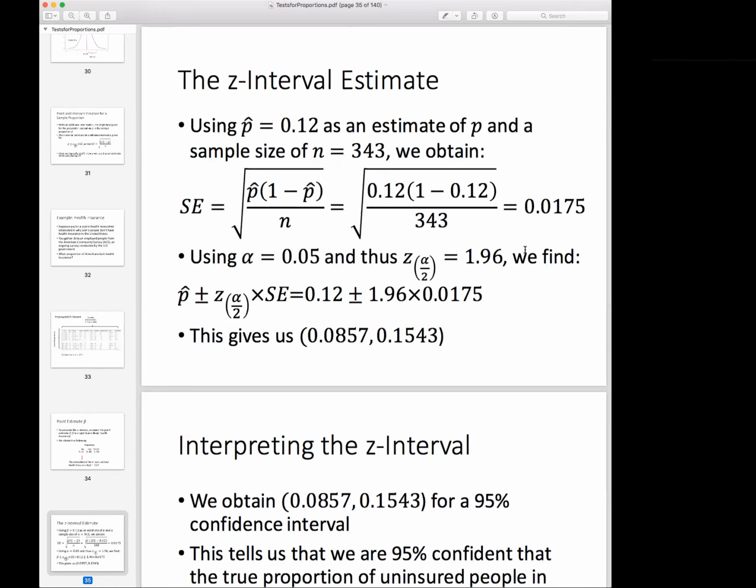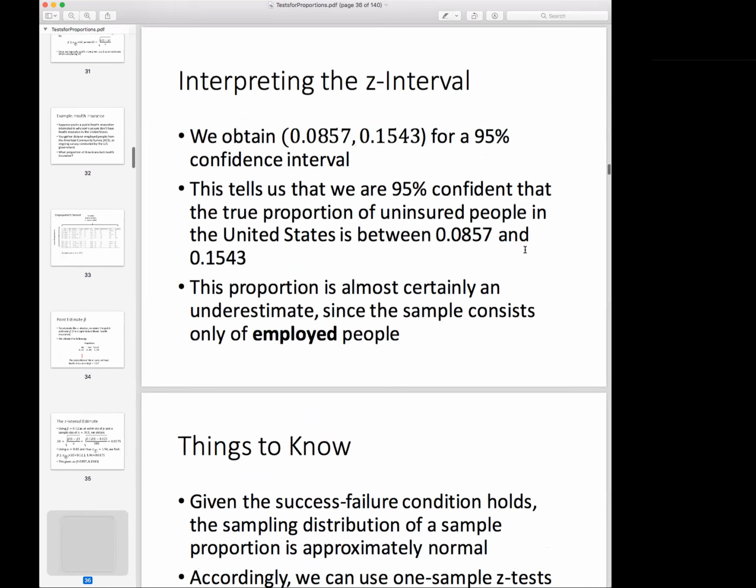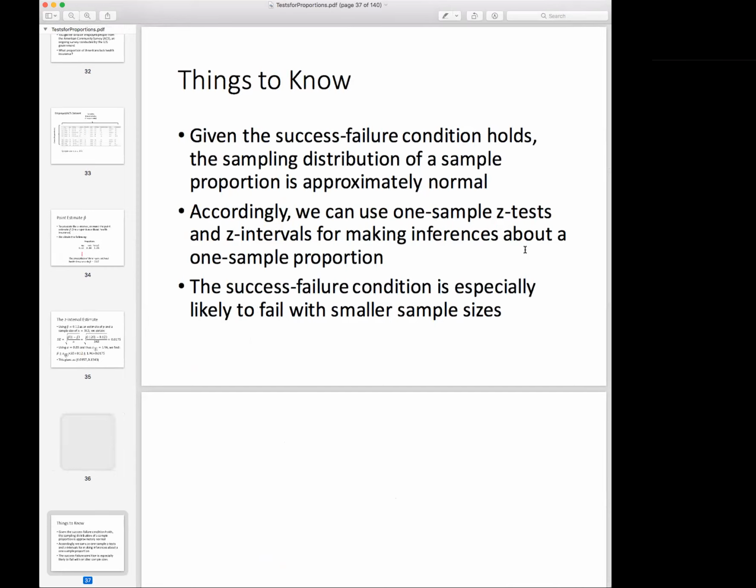So we can say that our confidence interval, we are 95% confident that the true population proportion of uninsured people in the United States is between 8.6% and 15.4%. So this will give us an estimate of what the true population proportion is for uninsured people in the United States.